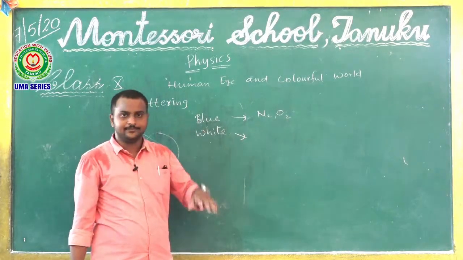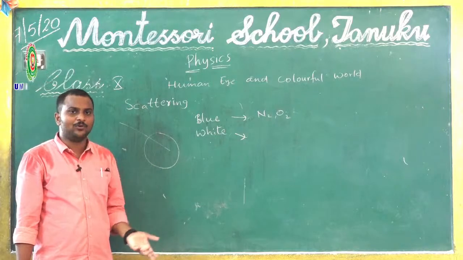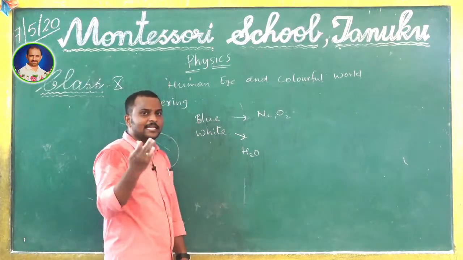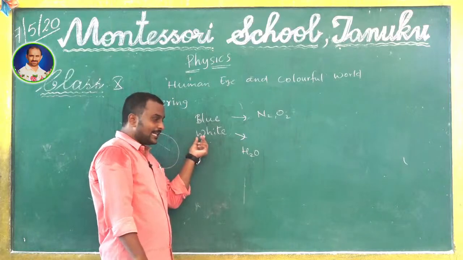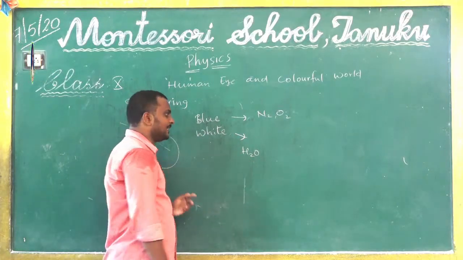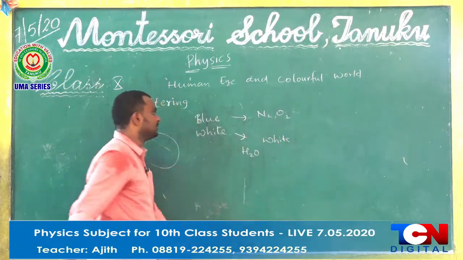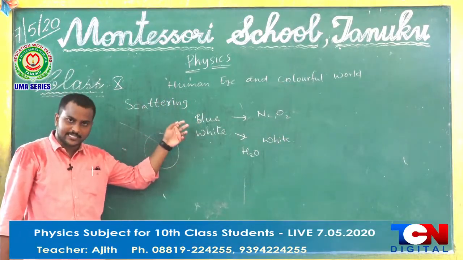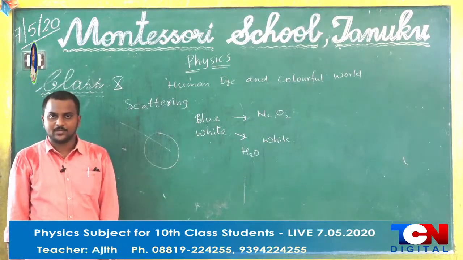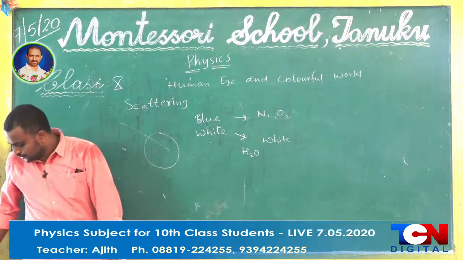Because as the day goes on, the temperature increases and the amount of water vapor molecules increases, so the light now passes through these water molecules and gets scattered, and it appears white in color. So this is the reason why the sky appears blue and why it appears white: because of the N2 and O2 molecules during the morning and the H2O molecules during the noon time.